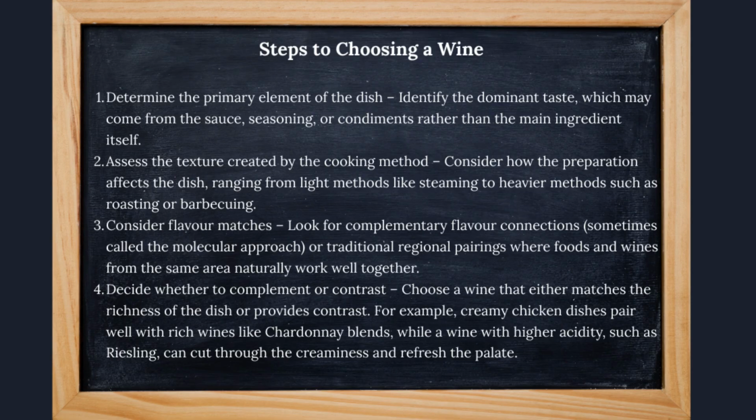Four, decide whether to complement or contrast. Choose a wine that either matches the richness of the dish or provides contrast. For example, creamy chicken dishes pair well with a rich wine like a Chardonnay, while wines with higher acidity, such as Riesling, can cut through the creaminess and refresh the palate.